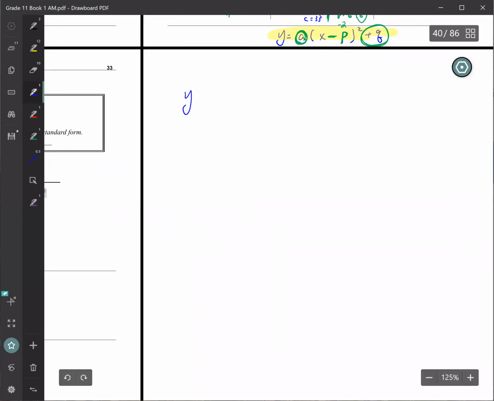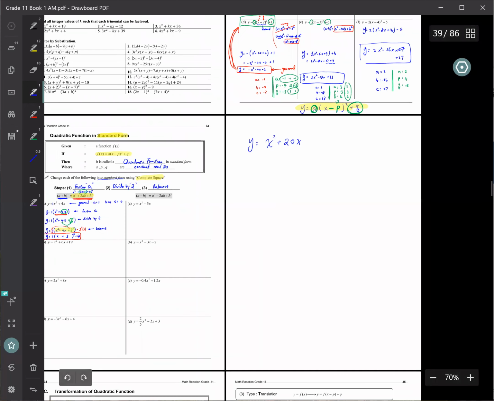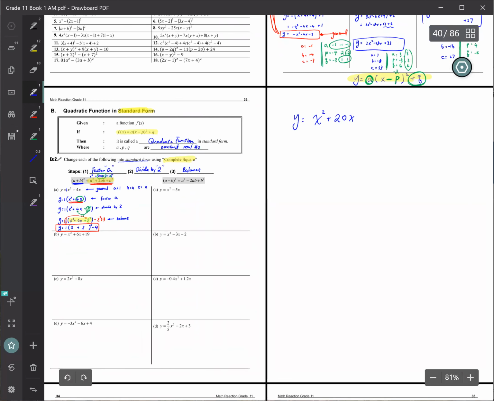So let's say we have y equals to, or just do something similar, okay? X squared plus 20x, okay? Just this one first, okay? Now to do in one line, okay? First step is factor A, right? Compare with the left side. Factor A, you take 1 out, right? When you take 1 out, nothing changes. So instead of closing the bracket, I want to leave it open, right? We finished factor A.